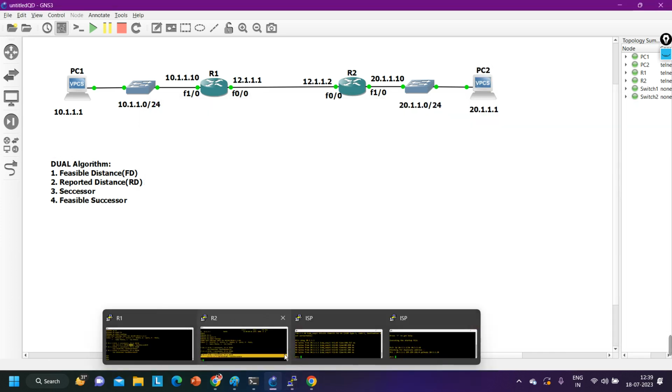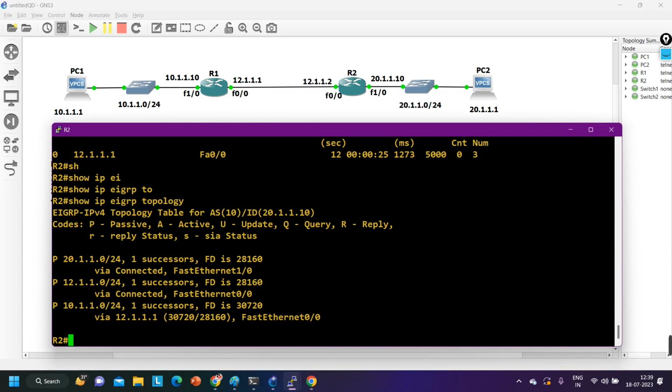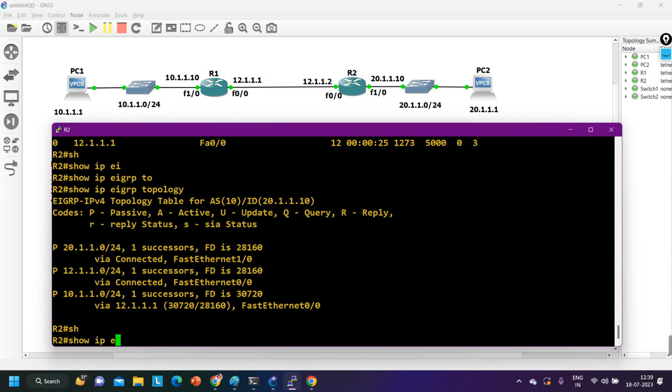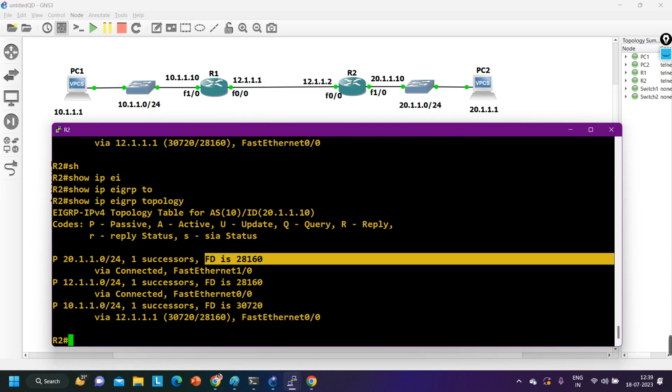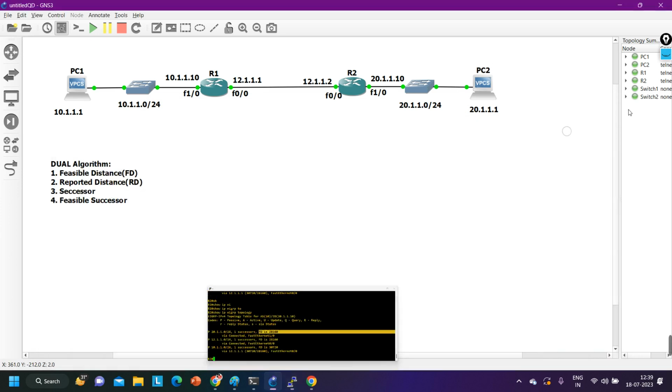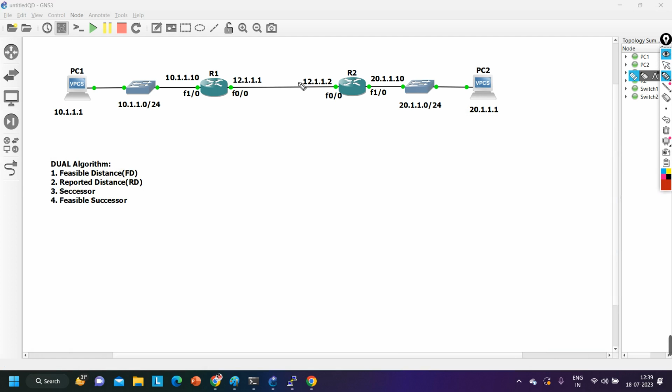If you want to see the topology table on R2, so IP EIGRP topology, you can see for the 20 network, what is FD? Let me make you understand first. From router number 2 to reach this network, FD means what metric router 2 is calculating?